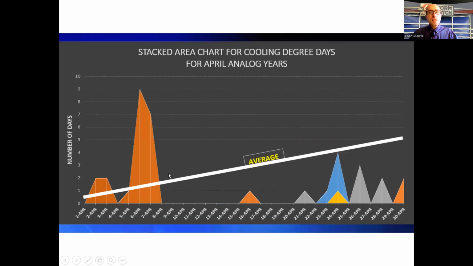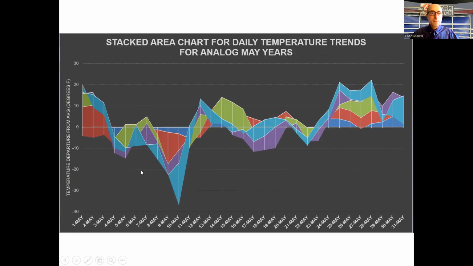And then when we look at cooling degree days, there's a little bit of a spike with one analog year in the very beginning of April. So if you don't test out your air conditioner at the end of March, perhaps you can do it in early April when we get a good strong likelihood of a warm spell for a couple of days at least.